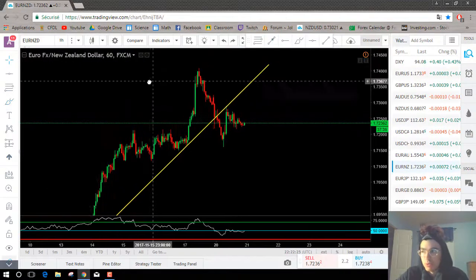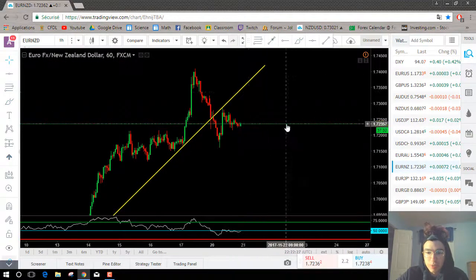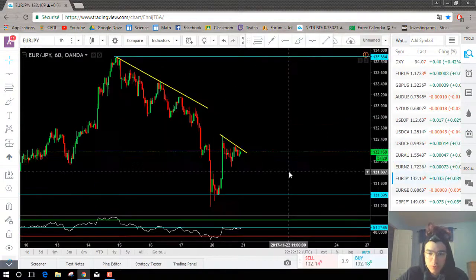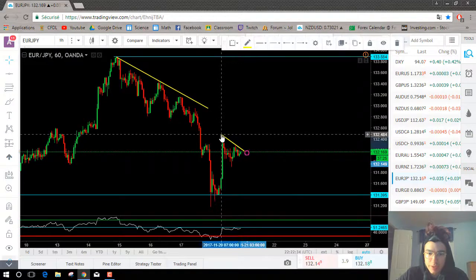And I think for this week, Euro NZD, we're actually going to get a bigger correction. Or a downside, it depends. Both are possible.